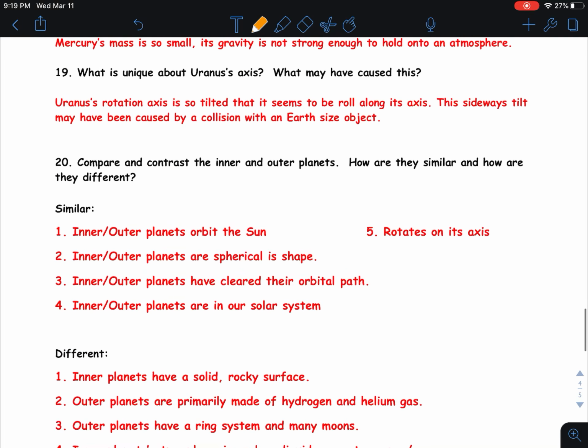What is unique about Uranus's axis? What may have caused this? Uranus's rotation axis is so tilted that it seems to be rolling along its axis. This sideways tilt may have been caused by a collision with an Earth-sized object.